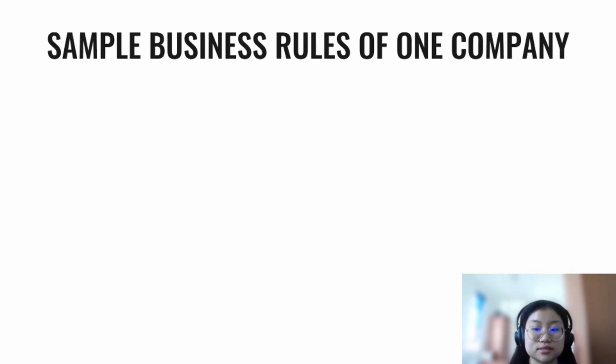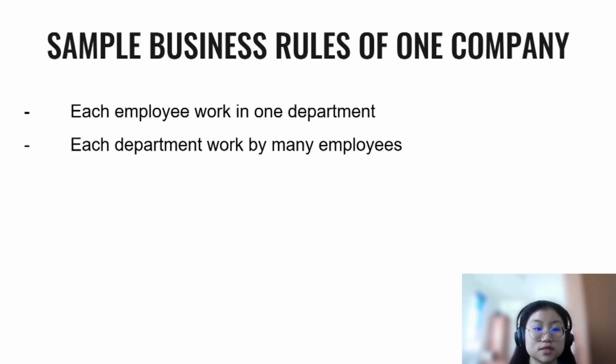In my part, I will explain several business rules and the ERD of one company. Let me go through these slides of business rules. The first one is each employee works in one department. Each department has many employees. This shows the relationship of employee and department is one-to-many.